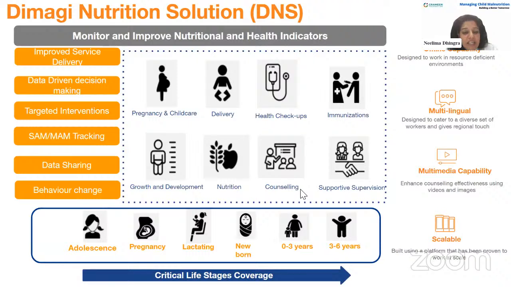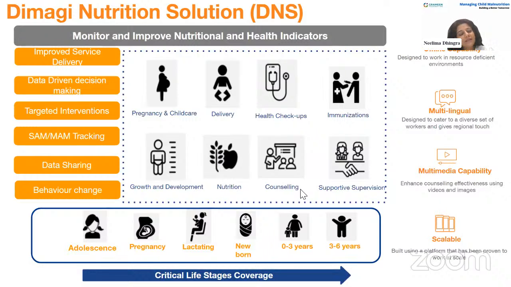Talking about the Magi nutrition solution, we understood that it is very important to create a holistic solution which will tackle the needs of the beneficiaries, the government, and also the community health workers. It caters to all the critical life stages, as you can see at the bottom, from the adolescent stage to pregnancy, lactating, newborn, 0 to 3 years and 3 to 6 years of age. It covers all the major on-the-ground workflows: growth and development, nutrition counseling, supportive supervision, pregnancy health checkups, immunization. It provides near real-time data to the government and health administrators so that they can do data-driven decision-making, SAM-MAM tracking, and also share data with other systems if they exist.